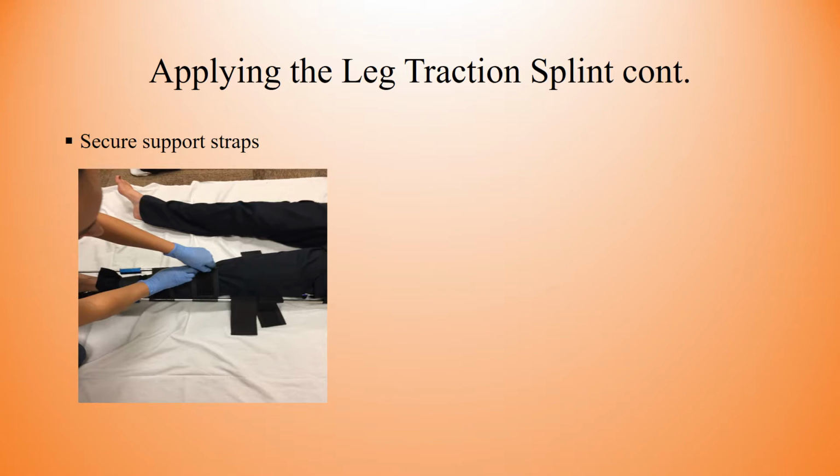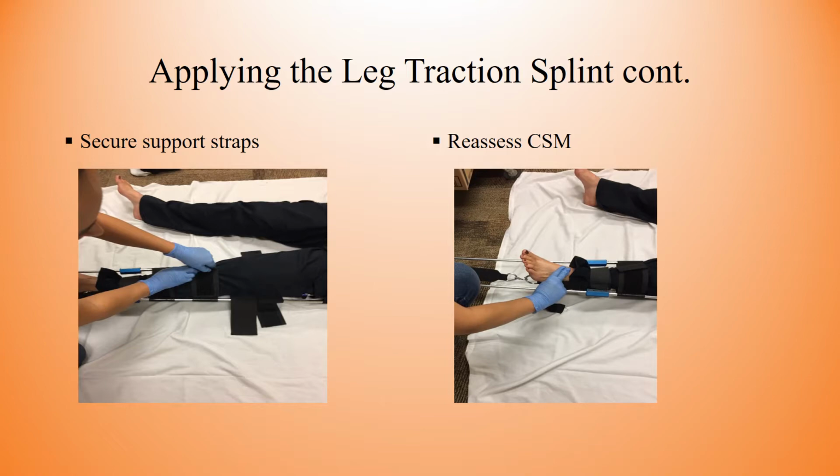Then you will secure the support straps and keep in mind to not cover up the actual site of the injury. And of course, you will mobilize above and below the injury. And then reassess CSM after you apply the leg traction splint. Very important.